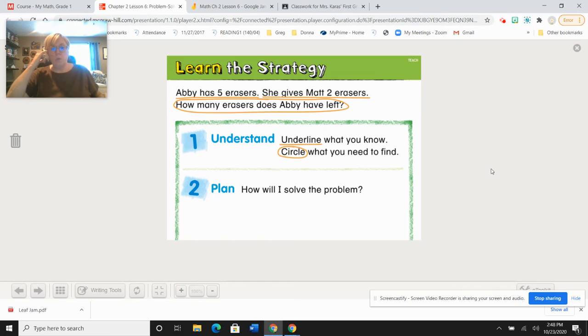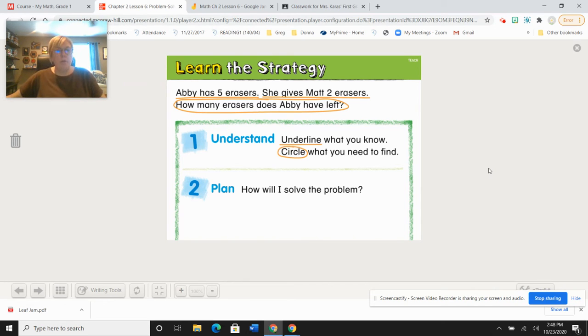Okay, so here we have the math story. Abby has 5 erasers, and she gives Matt 2 of them. How many erasers does Abby have left? Now, I think we've done this one other time briefly with addition, but now here it is for a strategy for subtraction. They want us to underline what we know.